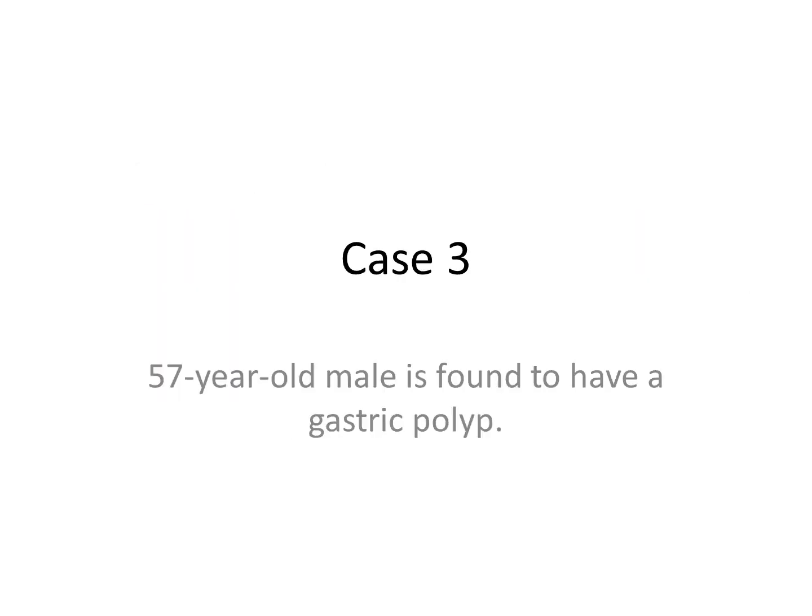For case 3, a 57-year-old male is found to have a gastric polyp. The diagnosis was a well-differentiated neuroendocrine tumor.